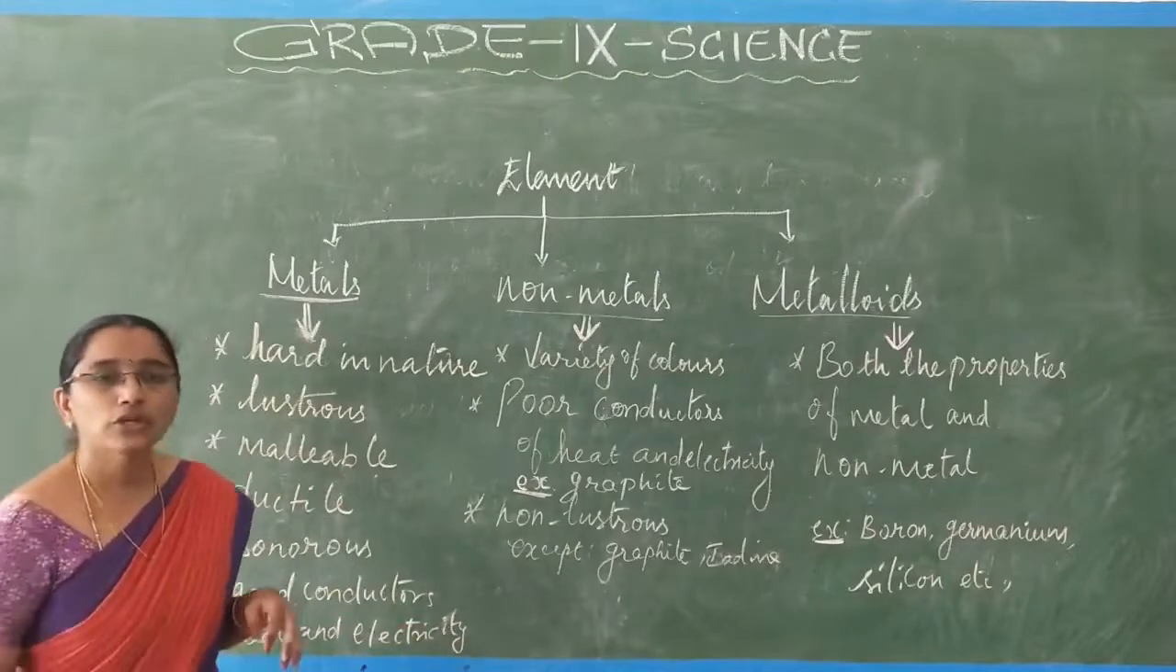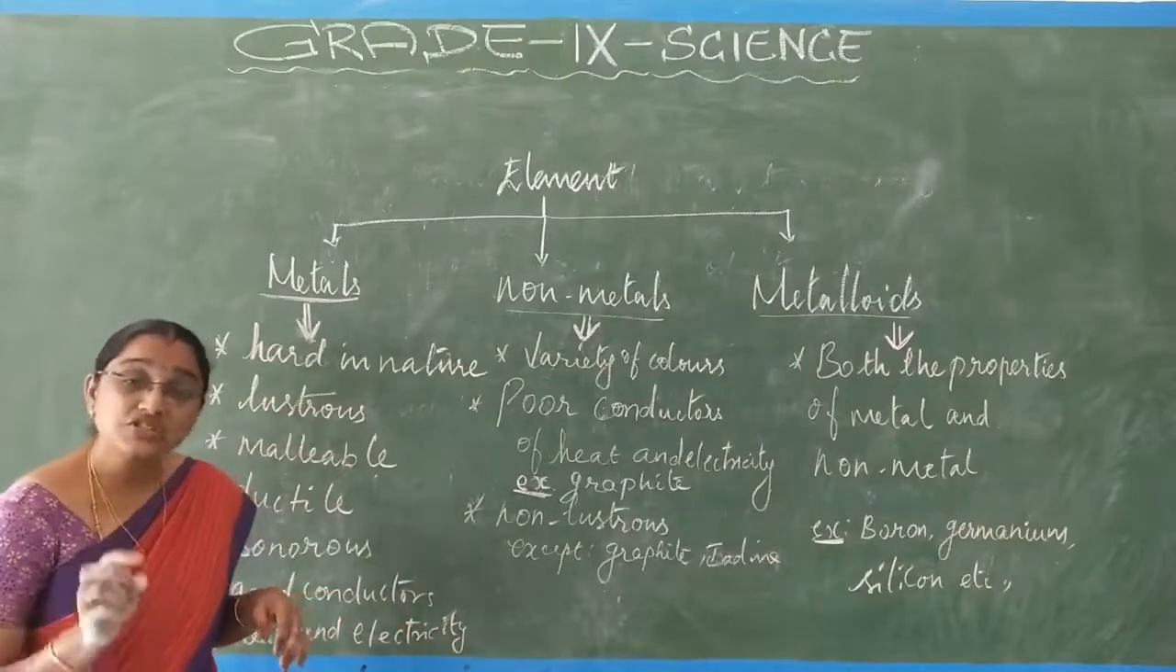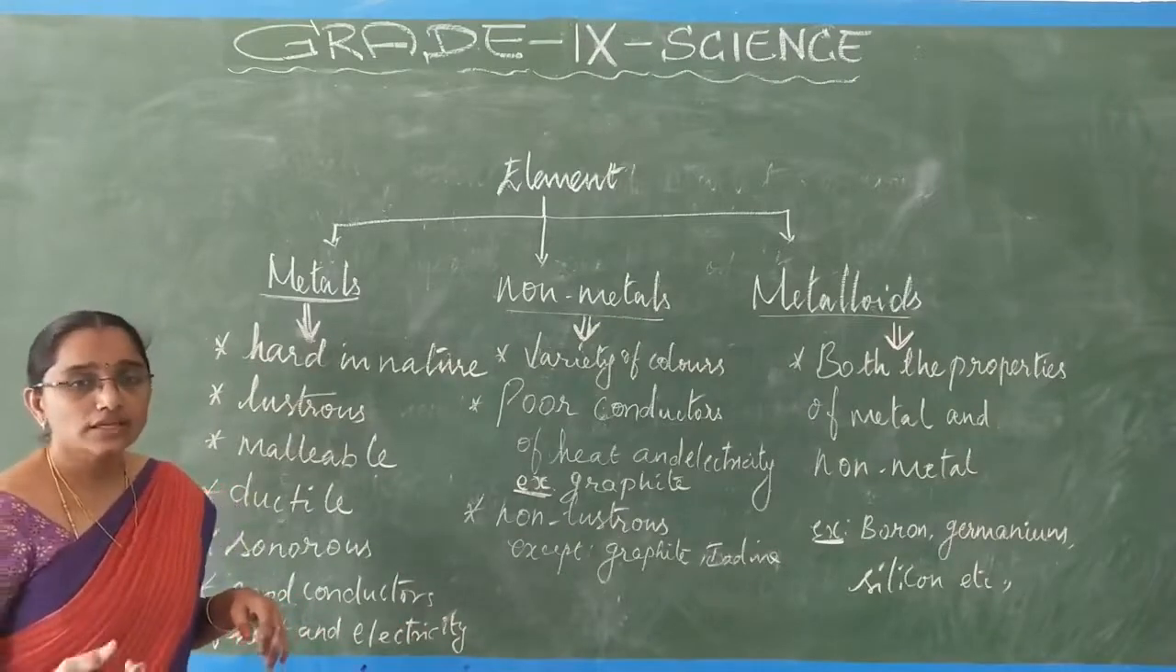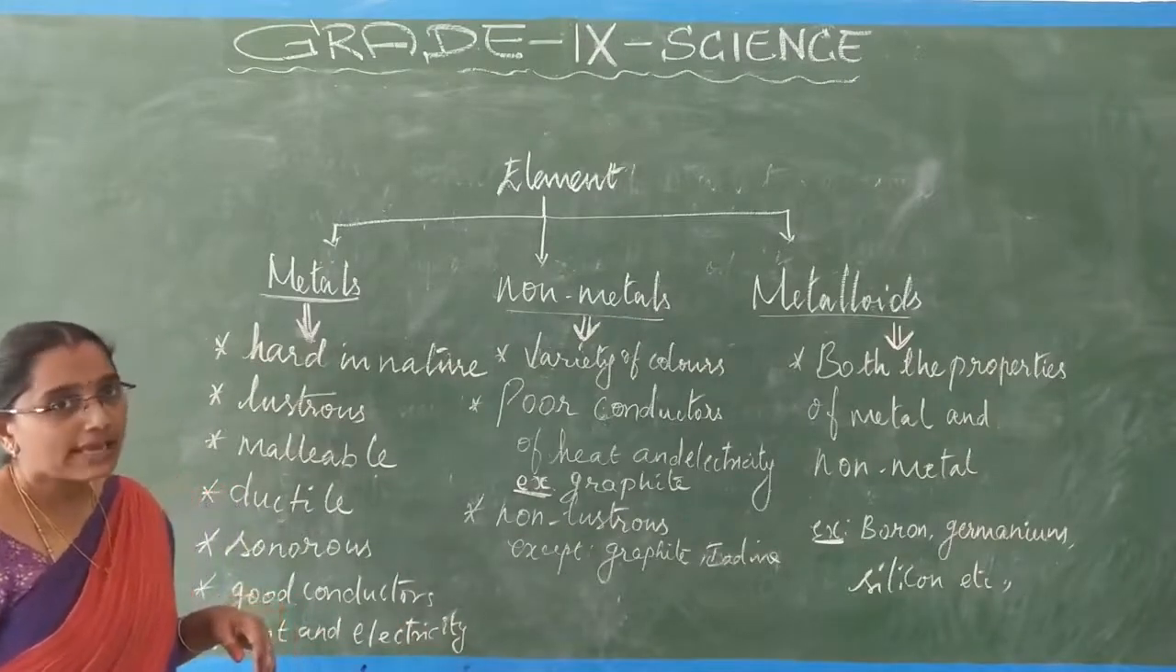Okay, and we know that most of the metals are lustrous in nature. What is lustrous? It shows some shiny appearance. It is called lustrous. So most of the metals are lustrous in nature.